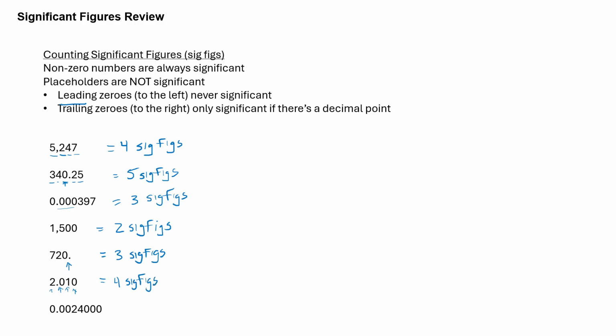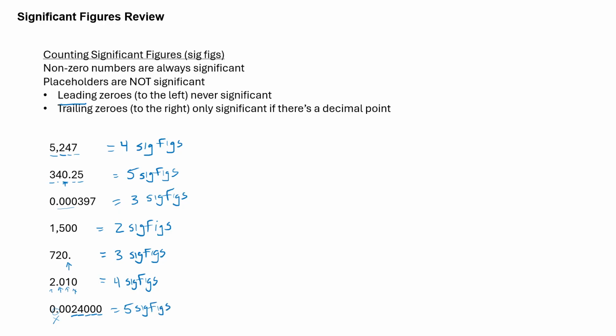And finally, 0.0002400. Well, I know these are significant because they're not zeros. These are leading zeros, so they are not significant. These trailing zeros, well, they're significant because there is a decimal place. So those are significant as well. So that's going to give me 5 sig figs.